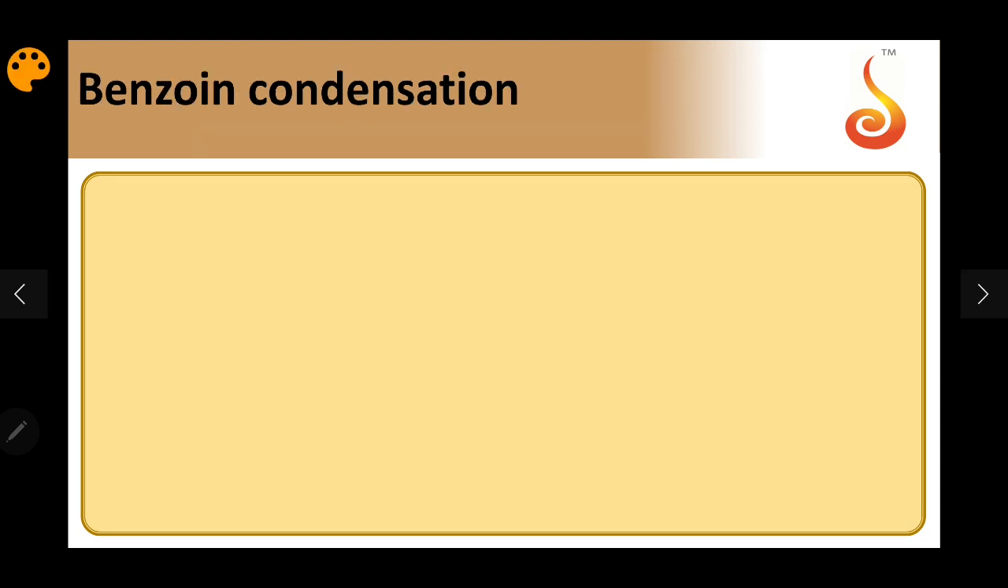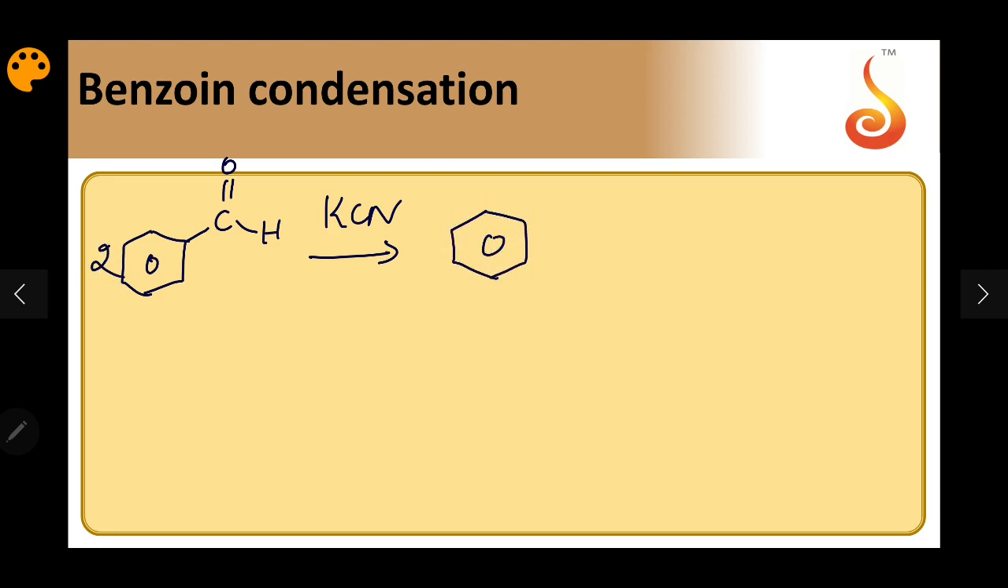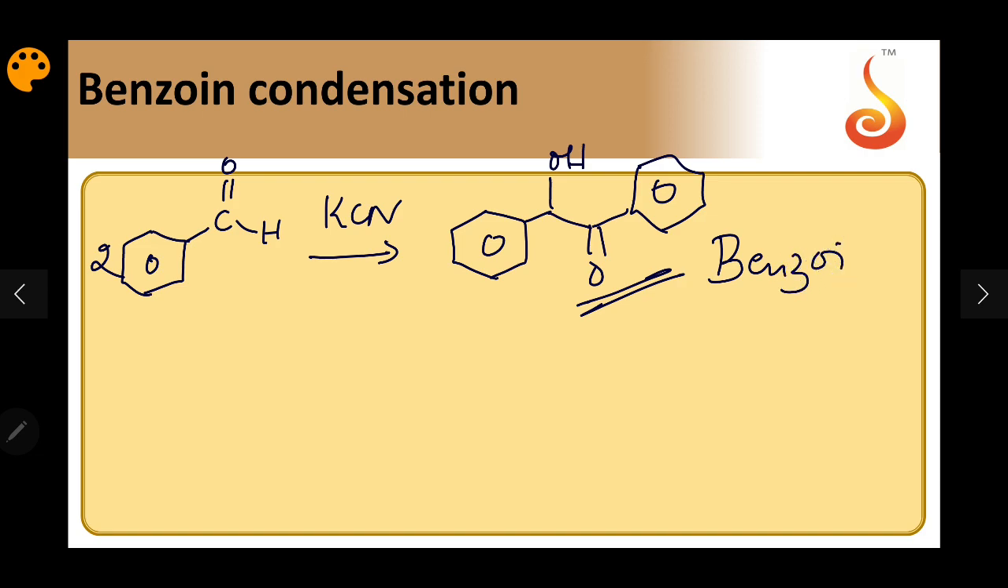Benzoin condensation. This is a specific reaction of benzaldehyde in the presence of cyanide. I have to take KCN as the reagent. Two molecules of benzaldehyde undergo condensation to form an alpha hydroxy ketone. This is what is called benzoin. So, what is the mechanism? It is a specific reaction in the presence of CN minus.